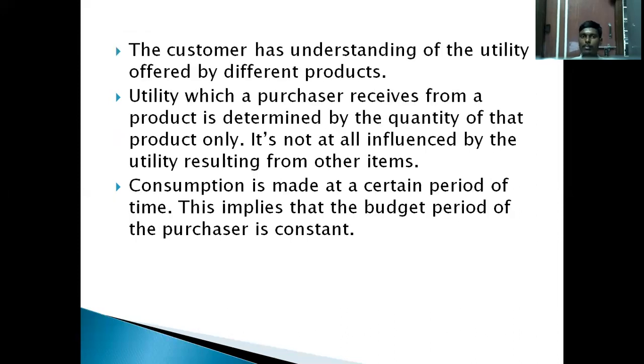Next, the consumer has an understanding of the utility offered by different products. The utility which a purchaser receives from a product is determined by the quantity of that product only. It is not at all influenced by the utility resulting from other items. Consumption is made at a certain period of time. This implies that the budget period of the purchaser is constant.